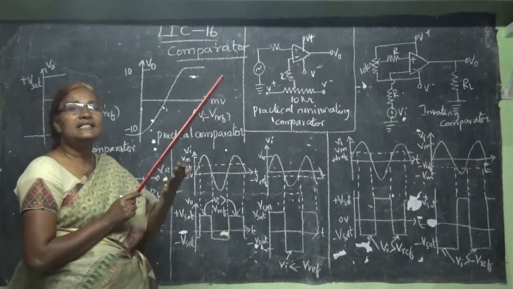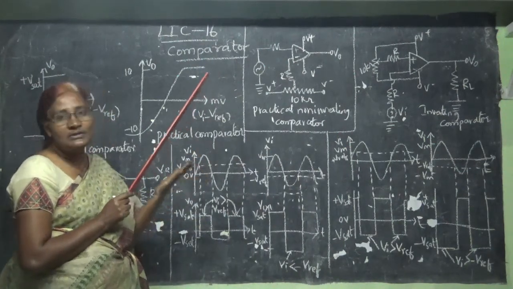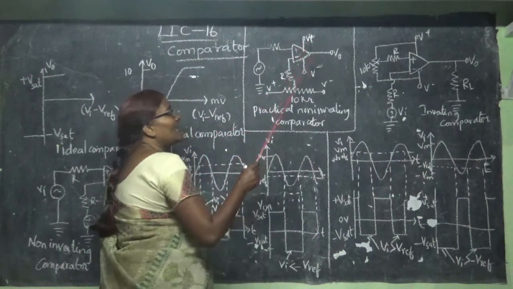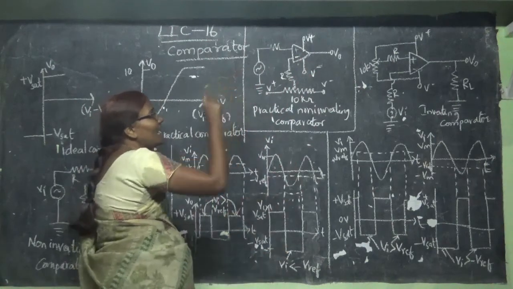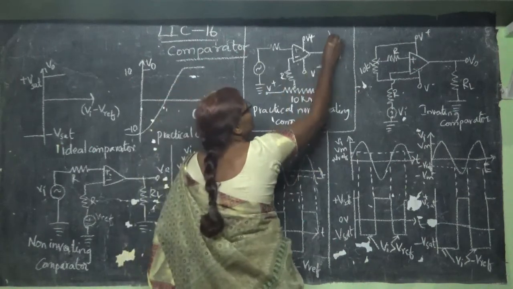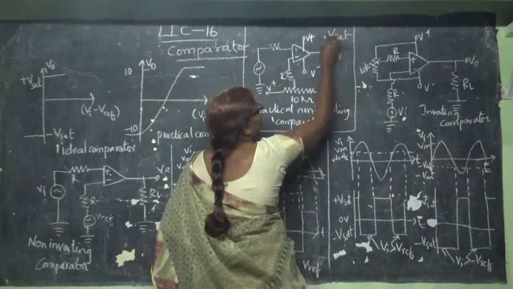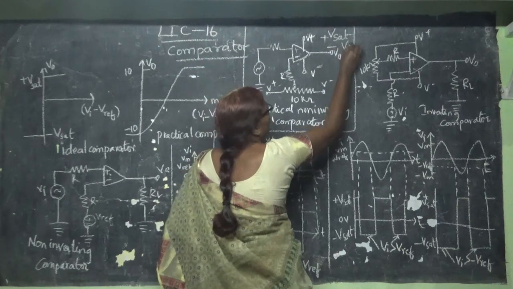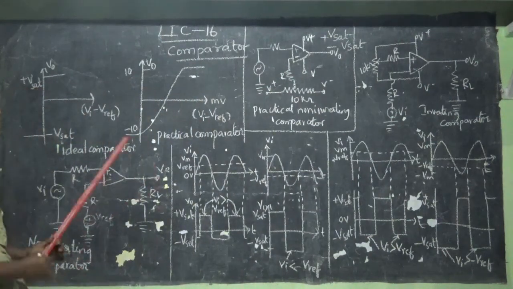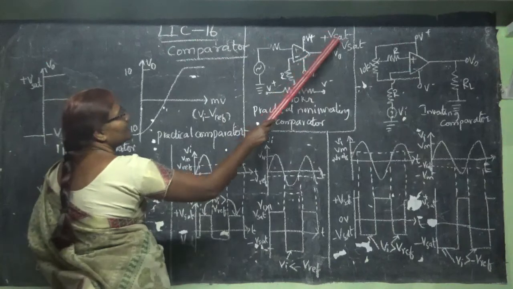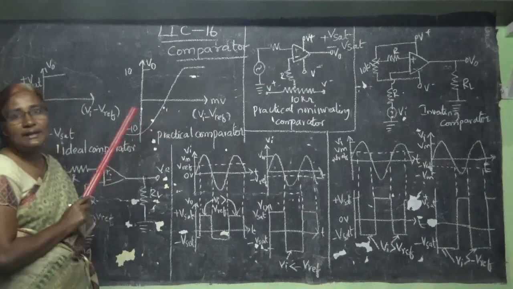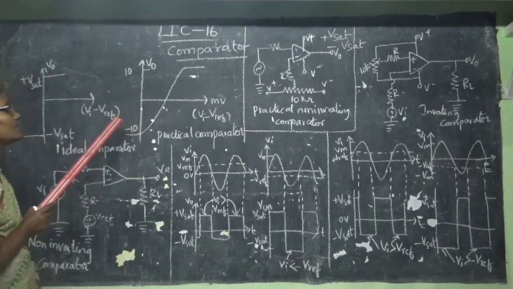It is considered as infinity. Infinity is not possible for us. So either V plus or V minus. Either V plus or V minus, these are called saturation, plus Vsat or minus Vsat. So plus Vsat or minus Vsat are its maximum or minimum voltages.